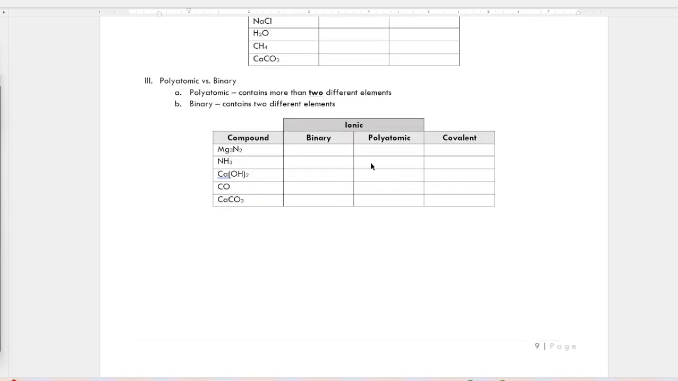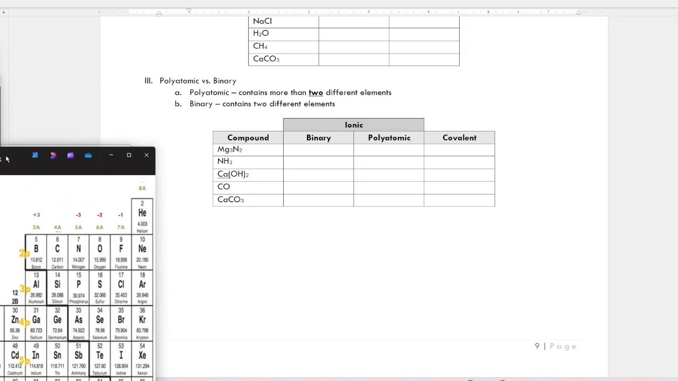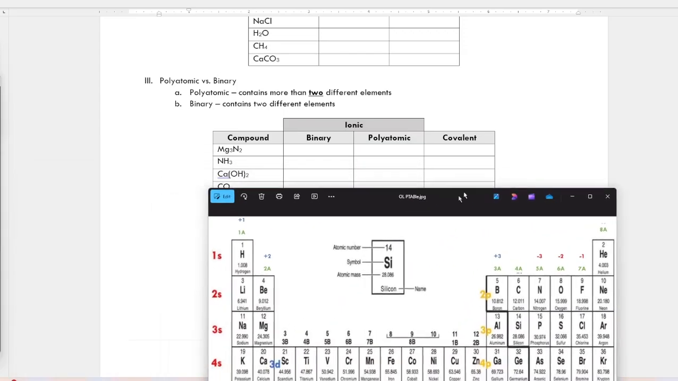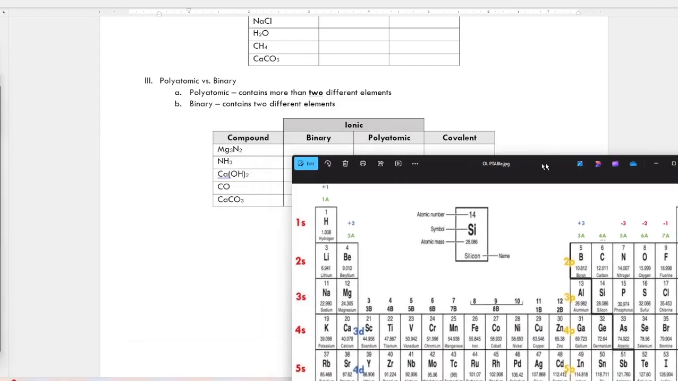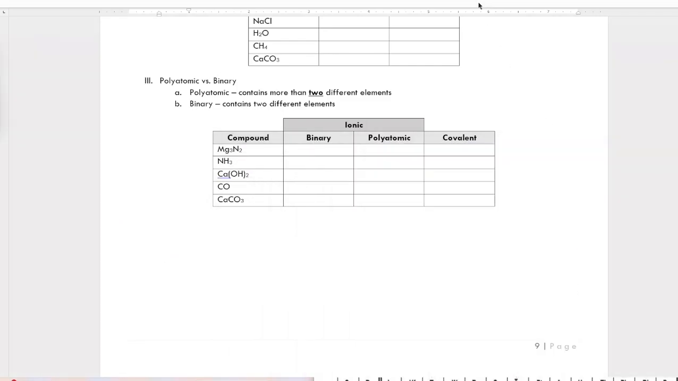Okay, here we're trying to test, can we tell if this is ionic or covalent? And if it is ionic, does it have a polyatomic ion in there? So let's pull this out over here. I guess that's a little more difficult. Let me see if I can move that over for us.